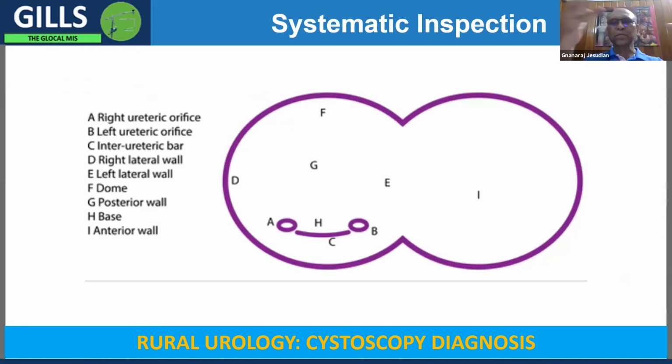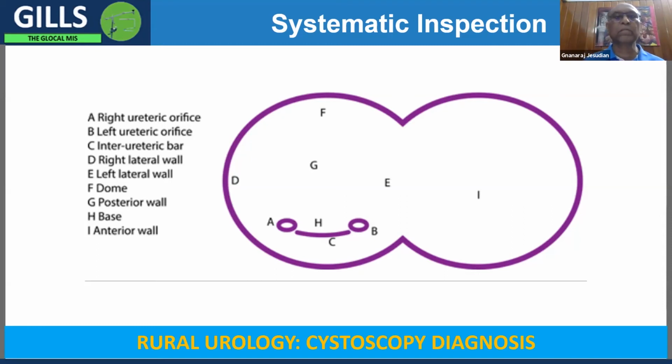And even though the bladder is a small area, it's good to have a systematic way of looking around. So you look at the bladder neck and then look at the interureteric ridge or Mercius bar, then the ureteric orifices on either side, then the lateral walls on either side, then the dome of the bladder and anterior wall. If you do it in a systematic and a routine way, you will not miss.